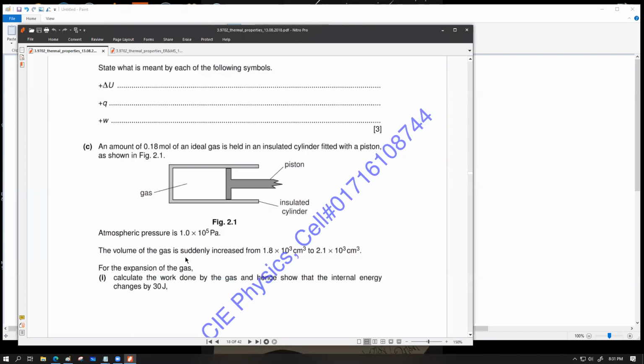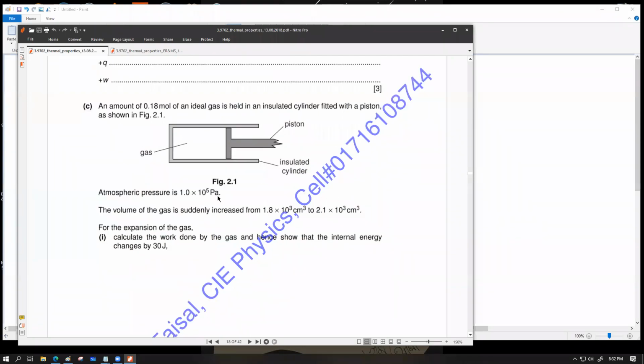This change happened suddenly, which means we did not allow enough time for any heat to get out of the system if that was required, or any heat to enter into the system if that was required. We did this process really fast. This is very important information: we are not allowing enough time for heat transfer into or out of the cylinder from the environment. So how does that affect our answer? Let's go forward.